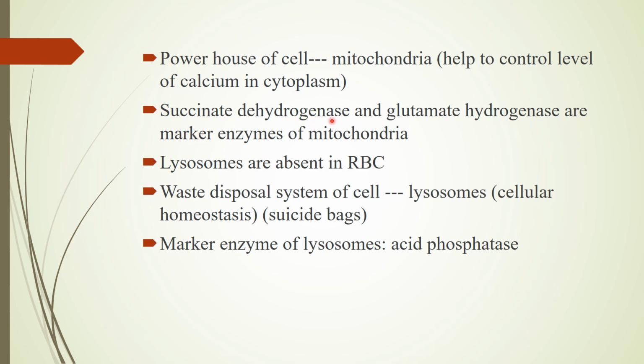Succinate dehydrogenase and glutamate dehydrogenase are marker enzymes of mitochondria. Lysosomes are absent in RBC. Waste disposal system of the cell is the lysosomes. It is also known as suicide bags. Marker enzyme of lysosomes is acid phosphatase.